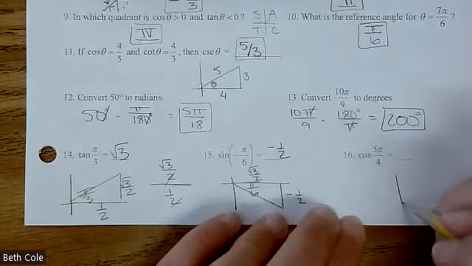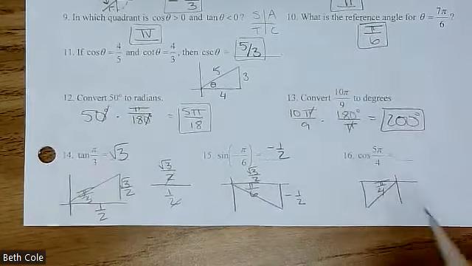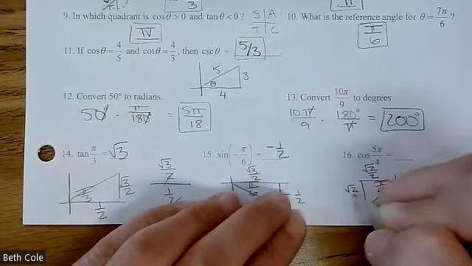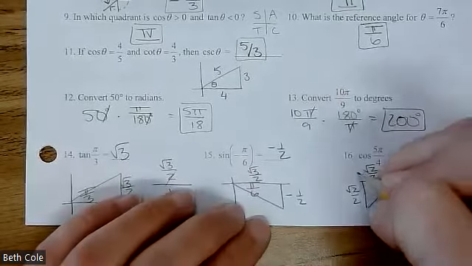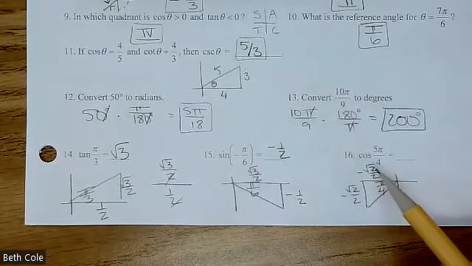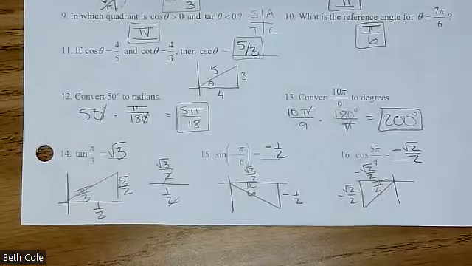All right, 5 pi over 4, that is in the 3rd quadrant. For the pi over 4, both sides are square root of 2 over 2. Good, and they're both negative. Cosine is the x one. They're both the same, so it doesn't really matter. It's going to be negative square root of 2 over 2.